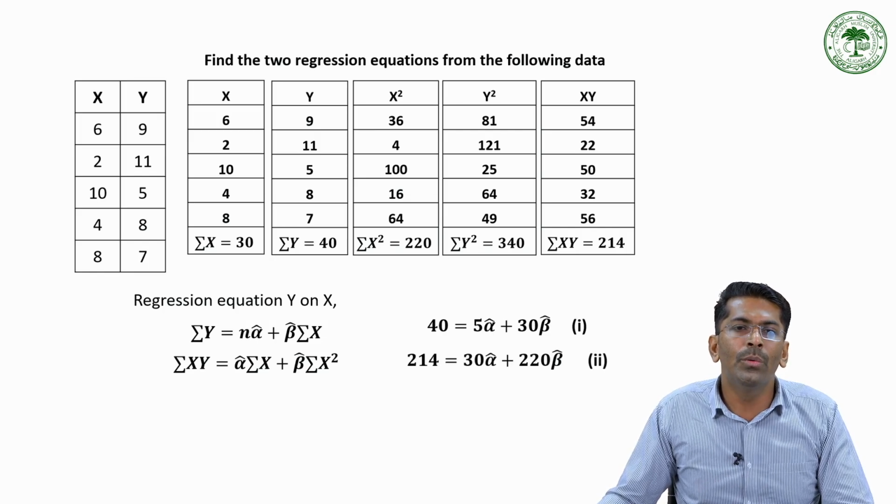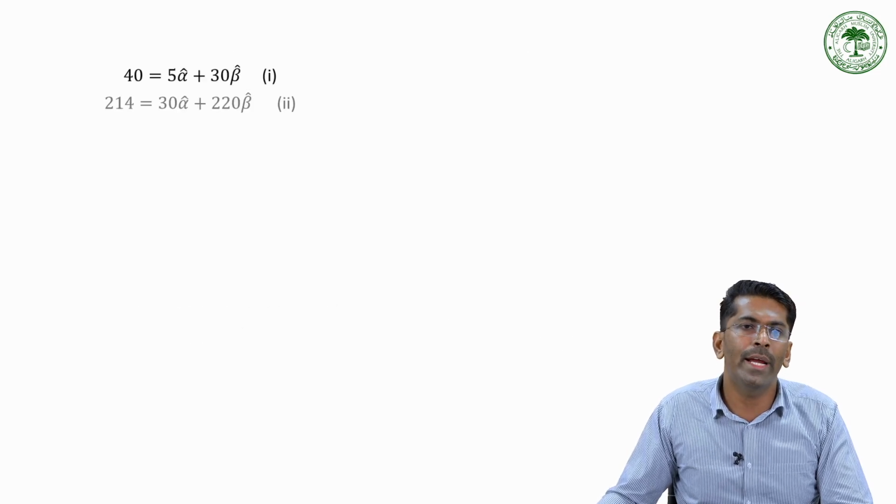And equation number 2, which is sum of xy, which is 214, which is equal to alpha hat into sum of x. What is sum of x? Which is 30 into alpha hat plus sum of x square, which is 220 beta hat. So this is our normal equation, equation number 1 and equation number 2. I am going to rewrite here.